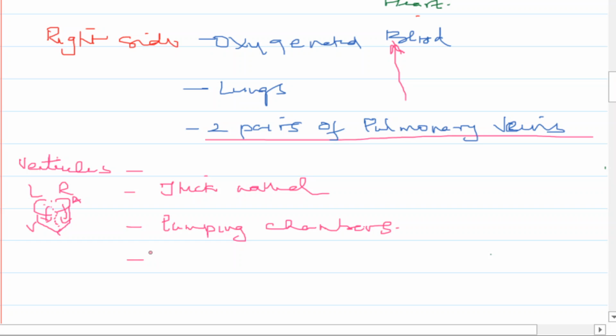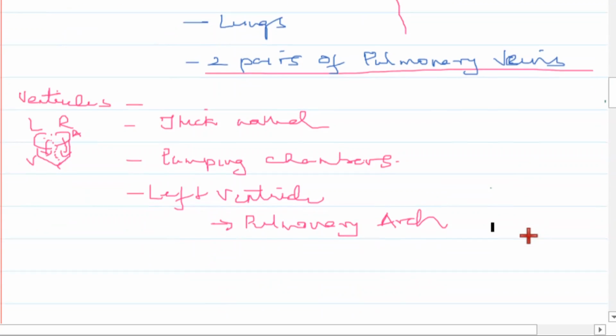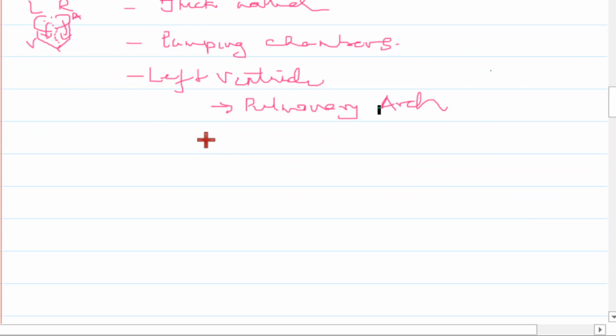So what are the openings? From the left side, the left ventricle. From the left ventricle arises your pulmonary arch. Pulmonary arch. Okay, and this one takes, because as you know, the heart is in between the lungs, right? So the blood doesn't have to travel very long. It has very short distance to go to.